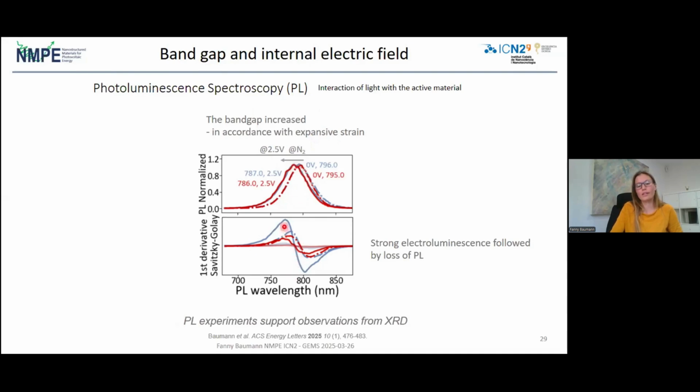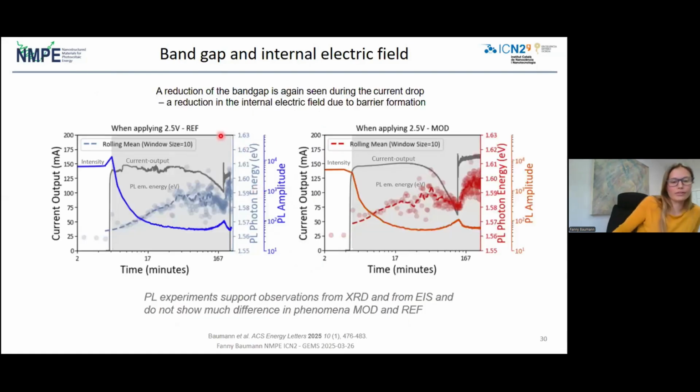First we see a very strong photoluminescence, and this is followed by a gradual loss in the photoluminescence. And what we did is we fitted this to a Gaussian and could see how this changed over time. So as I explained, with the intensity, we see an increase followed by a gradual decrease. And for the band gap, we can see that there's an increase in band gap that's very well corresponding to an expansion of the lattice.